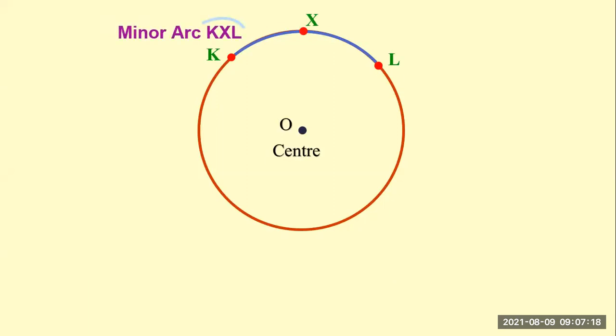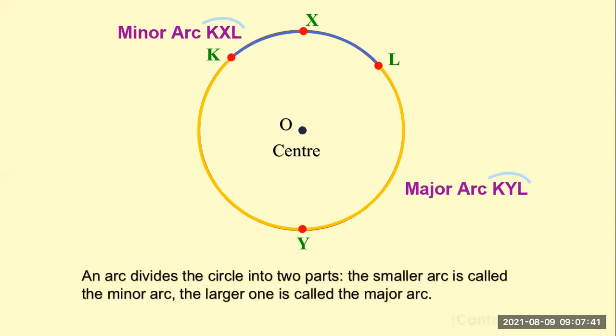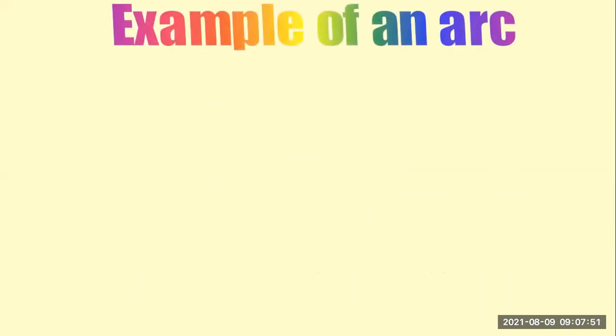Here in this case, the arc KXL is smaller in length as compared to the other arc, so it is the minor arc. And the remaining arc is called the major arc. So again, we are using 3 letters, arc KYL. That's the correct way of naming it. Arc KYL, that's the major arc. And it divides the circle into two parts. The smaller one is the minor arc and the larger one is the major arc.